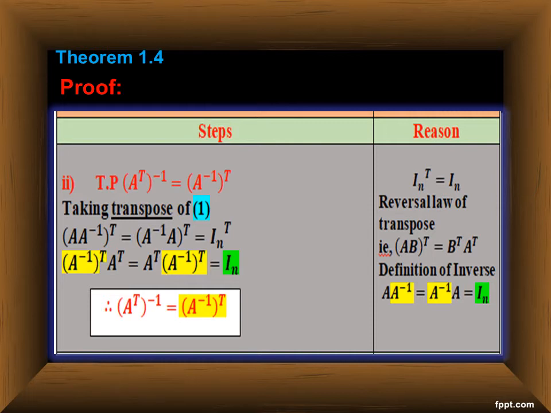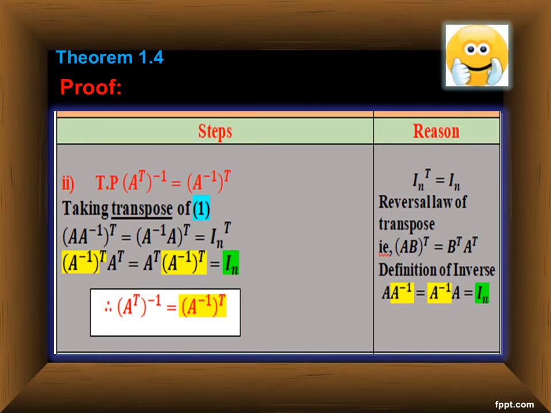In. So consider any one part. By the definition of inverse, whichever matrix, when multiplied with the particular matrix A, gives In, that matrix will be the inverse of A. So here the highlighted yellow colored part is the inverse of A transpose. So when we write in notation, (A transpose) the whole inverse equals (A inverse) the whole transpose. Got it? Good.